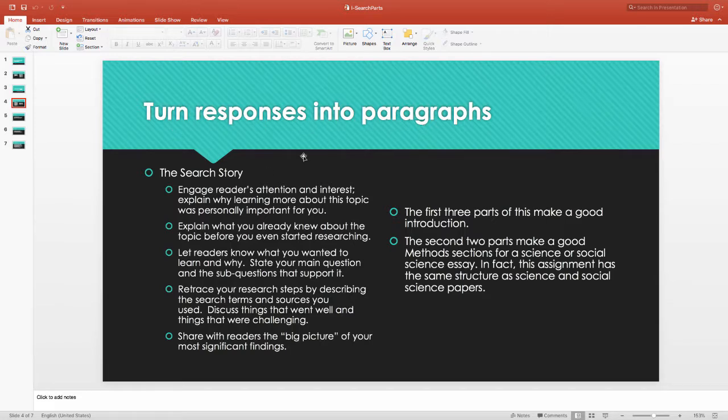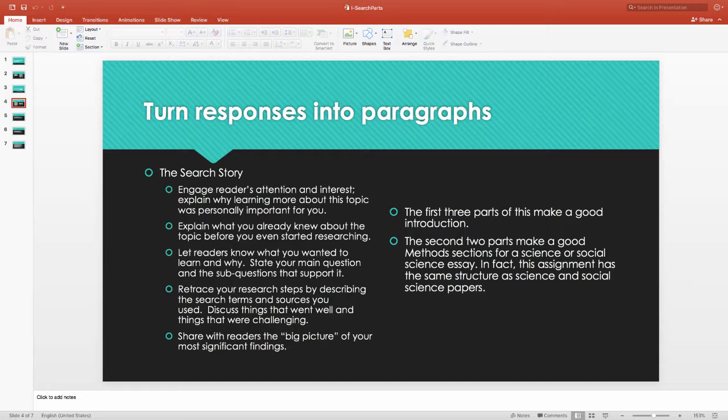Turn responses into paragraphs, the search story. So you had: engage the reader's attention and interest, explain why learning more about this topic was personally important for you. That's the first question, so that's the first point that you answer. Explain what you already knew about the topic before you even started researching. That goes second. Number 3, let readers know what you wanted to learn and why.